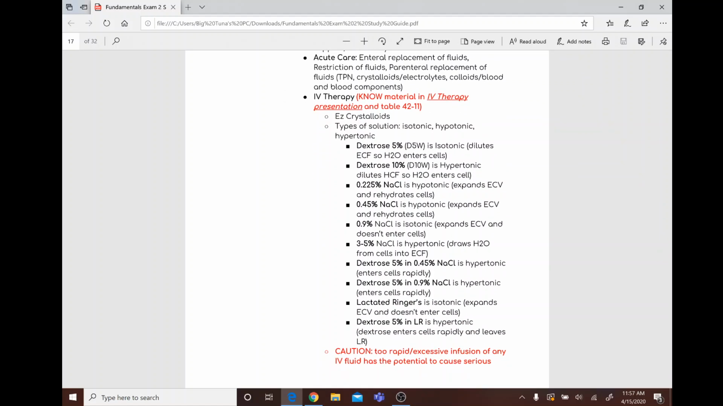All right, is dextrose 5% isotonic, hypotonic, or hypertonic? Isotonic. What about dextrose 10%? Hypertonic. What about 0.225% NaCl? Hypotonic. What about 0.45% NaCl? Hypotonic. What about 0.9% NaCl? Isotonic. What about 3 to 5% NaCl? Hypertonic.